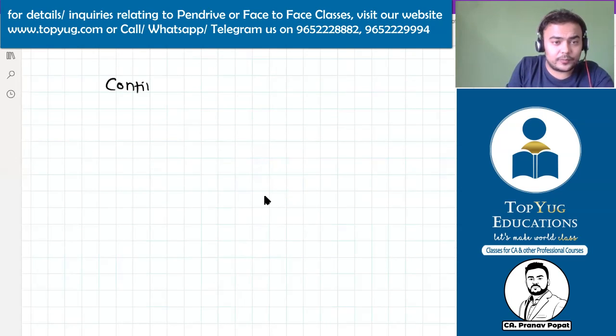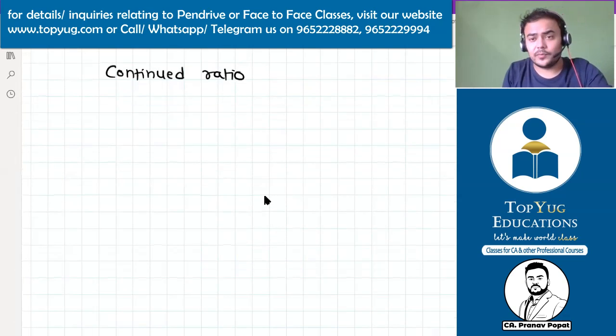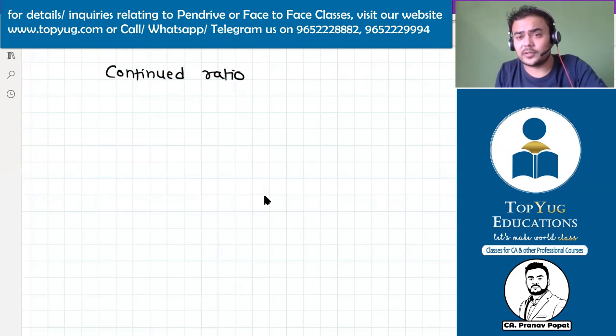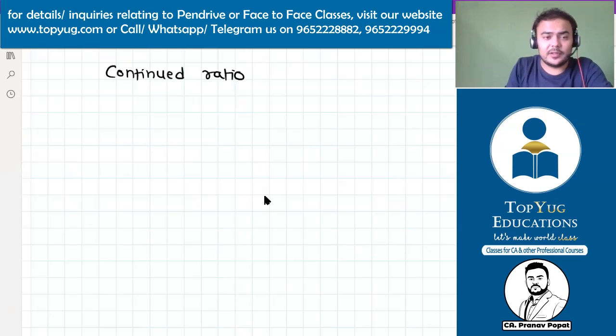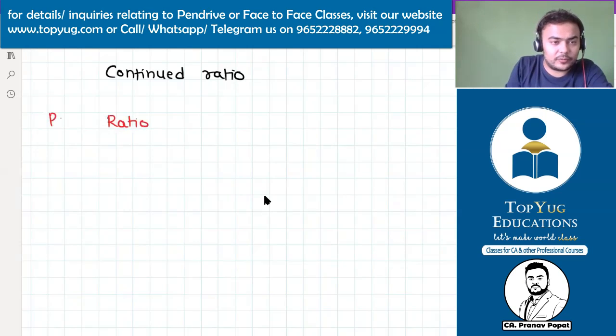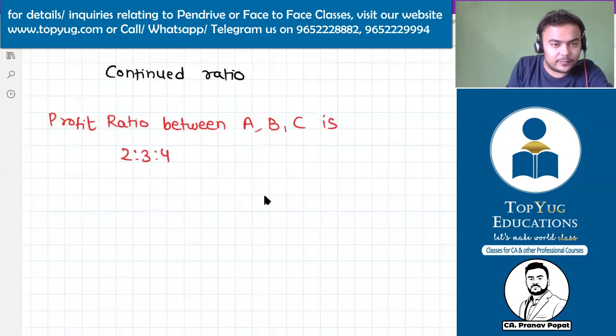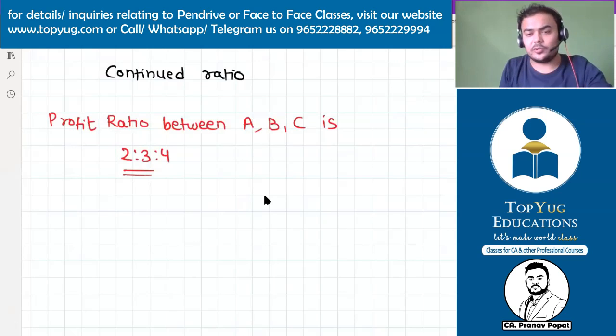Continued ratio. What is a continued ratio? This is the most used in our accounts. If there are three partners, there is a profit ratio in partnership, right? The profit ratio between A, B, and C is 2 ratio 3 ratio 4.